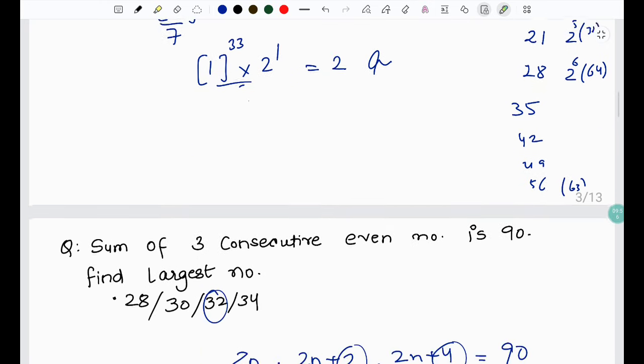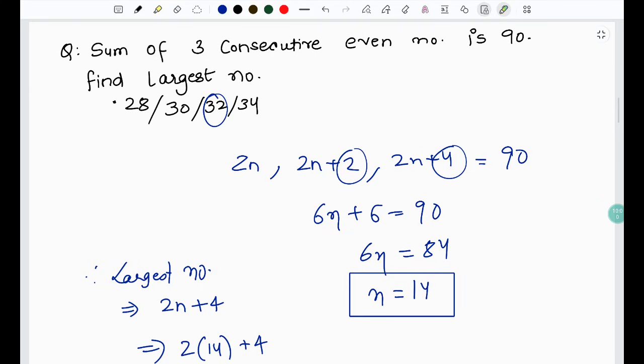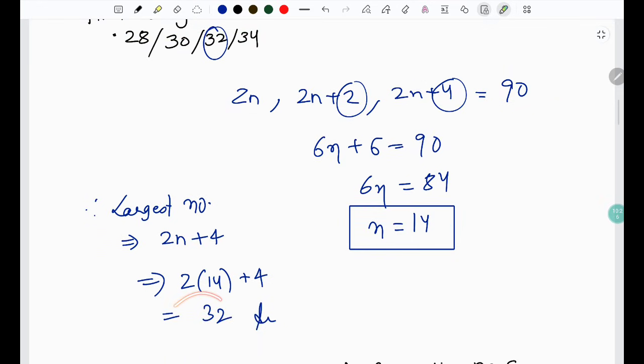Let's see another. This is a different subtopic where the sum of three consecutive even numbers is 90 and we have to find the largest number. Three consecutive even numbers will always be represented by 2n, 2n plus 2, 2n plus 4. Since their sum was 90, we'll use this expression to find n, which comes out to be 14. Since we have to find the largest among them, where 2n plus 4 is the largest, we simply put n equals 14 and the answer comes out to be 32.